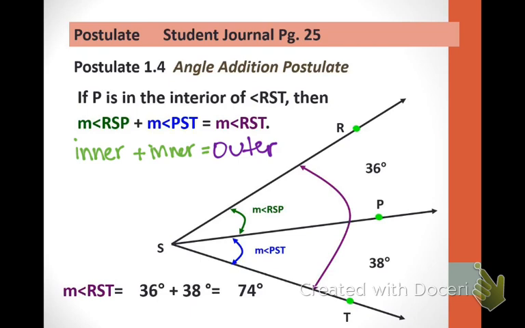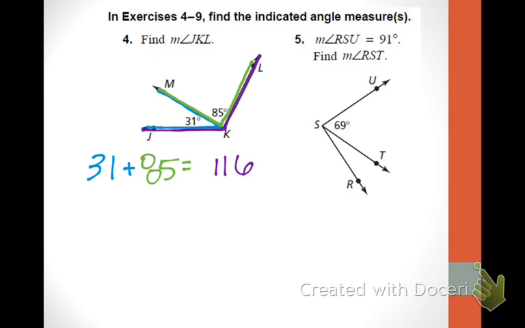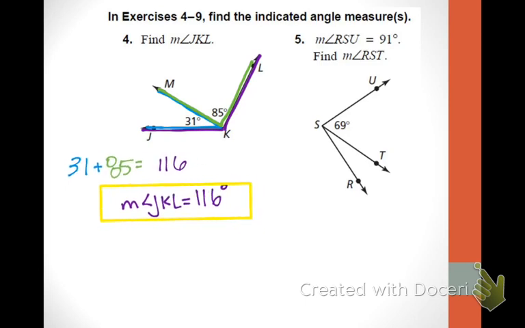Alright, let's do examples. So we have find the measure of JKL. Is JKL an inner angle or an outer angle? It's the outer, and you have both of the inner. So you're going to add the inner. So 31 plus 85. So what's 31 plus 85? 116. So here's what you're going to write. The measure of angle JKL equals 116. And that will be your final answer.